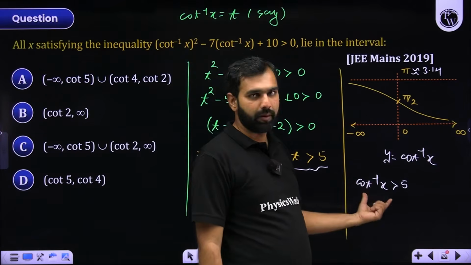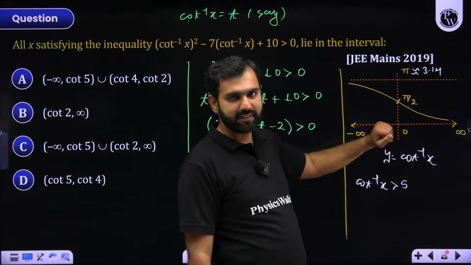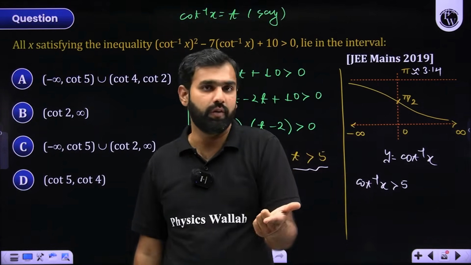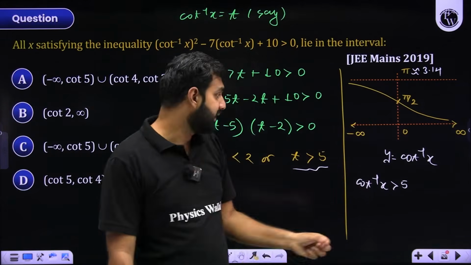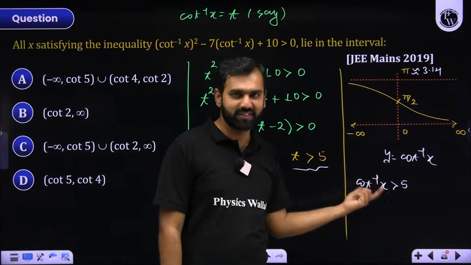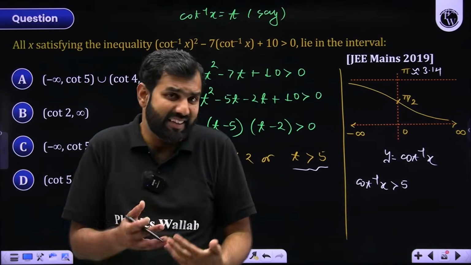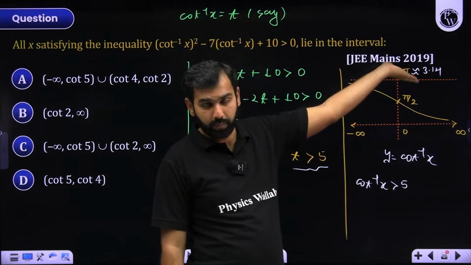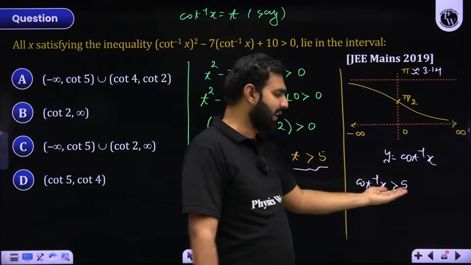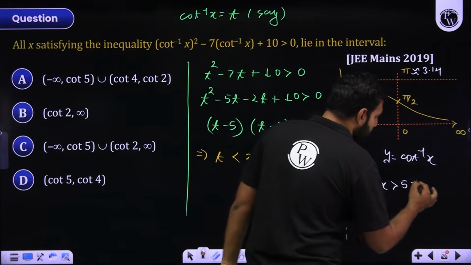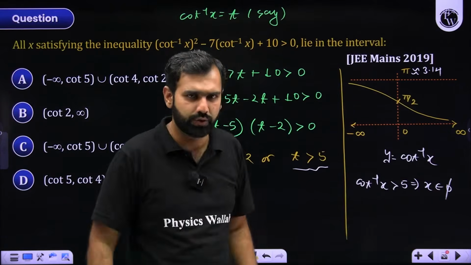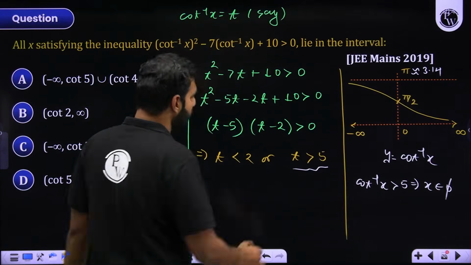It can never happen because the maximum value of cot inverse x, as per the graph of cot inverse x, is going to be pi, which is approximately 3.14. So when somebody says find all the x for which cot inverse x is greater than 5, I'll say no such x exists because cot inverse x cannot go beyond 3.14, so it can never go beyond 5. There is no x for which this will be true. No solution for that front. So that part we have already discarded.